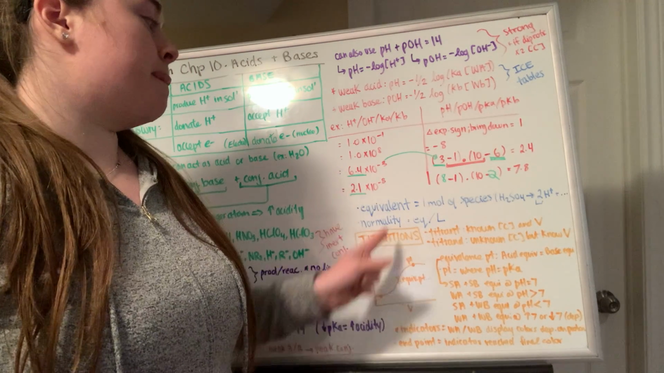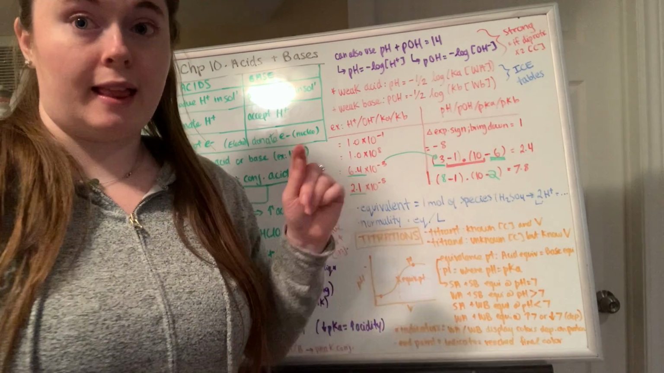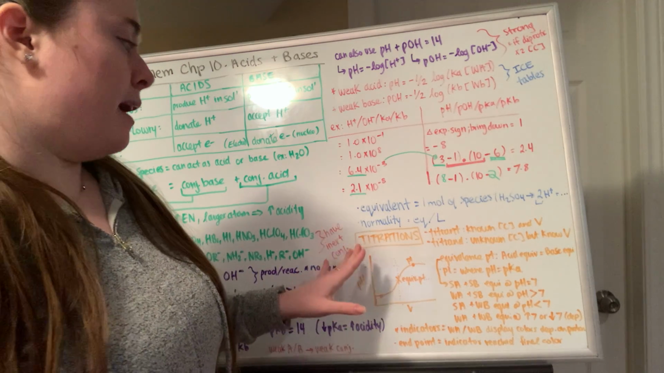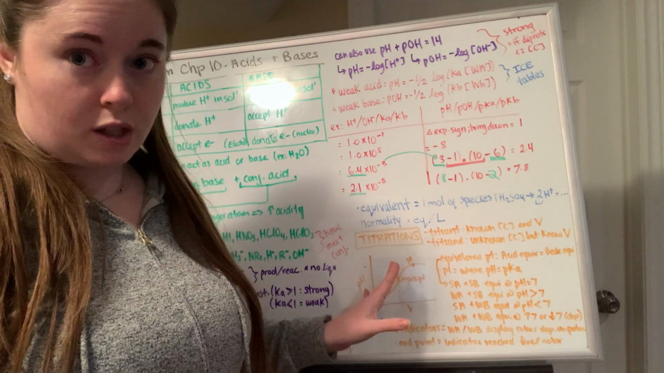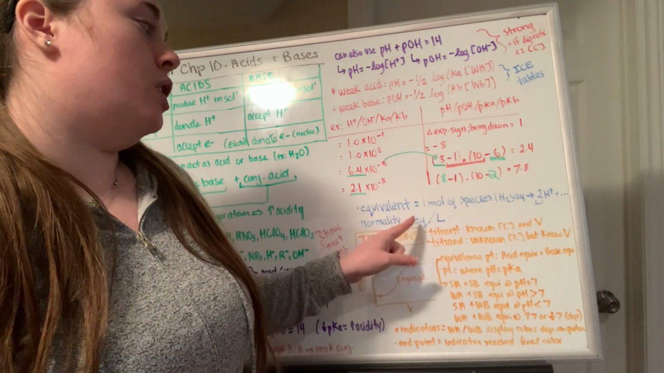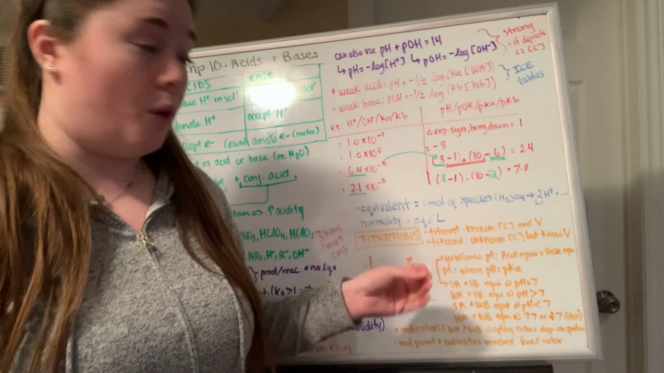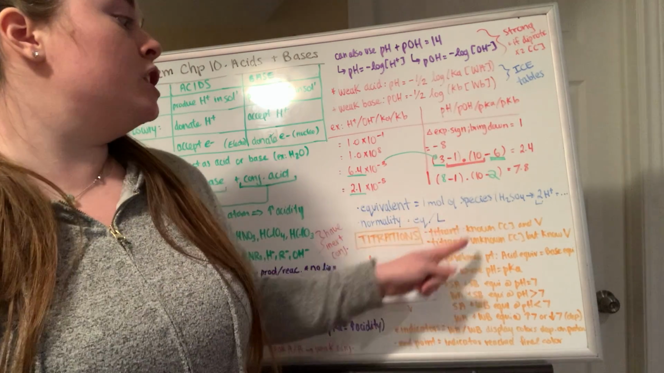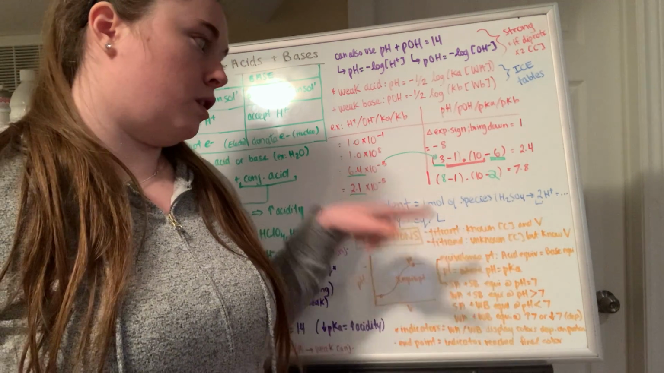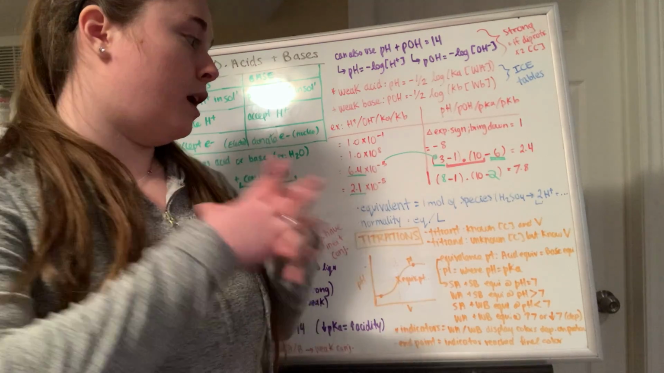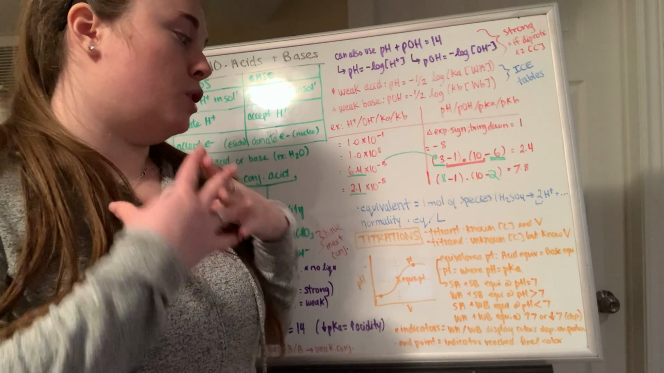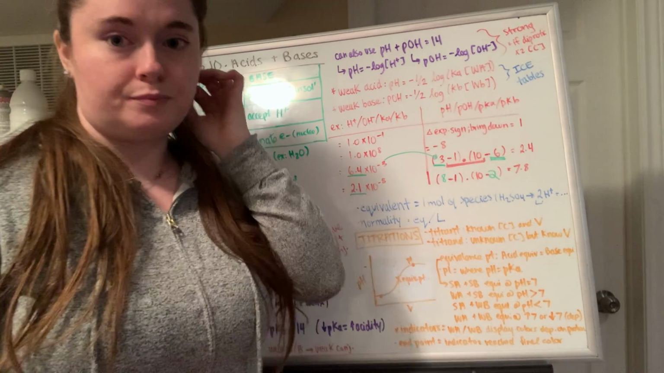Normality is telling you the equivalents per liter. Okay? Finally, we have titrations. Okay? We have a titrant, which is when you have the known concentration and a known volume, and then the titrand is the unknown concentration. It is what you know the volume of, but you don't know the concentration. That's what you're trying to find.